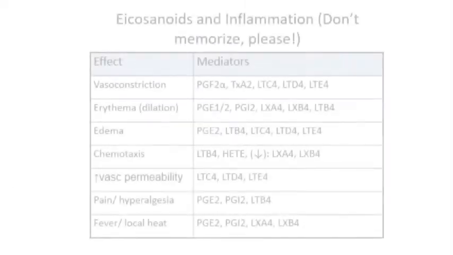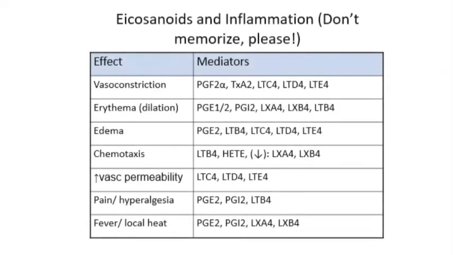This chart provides a summary of the inflammatory effects of eicosanoids. Some effects are anti-inflammatory while others are housekeeping functions. This chart depicts how eicosanoids are involved in the cardinal signs of inflammation: rubor or redness, tumor or swelling, calor or heat, and dolor or pain.